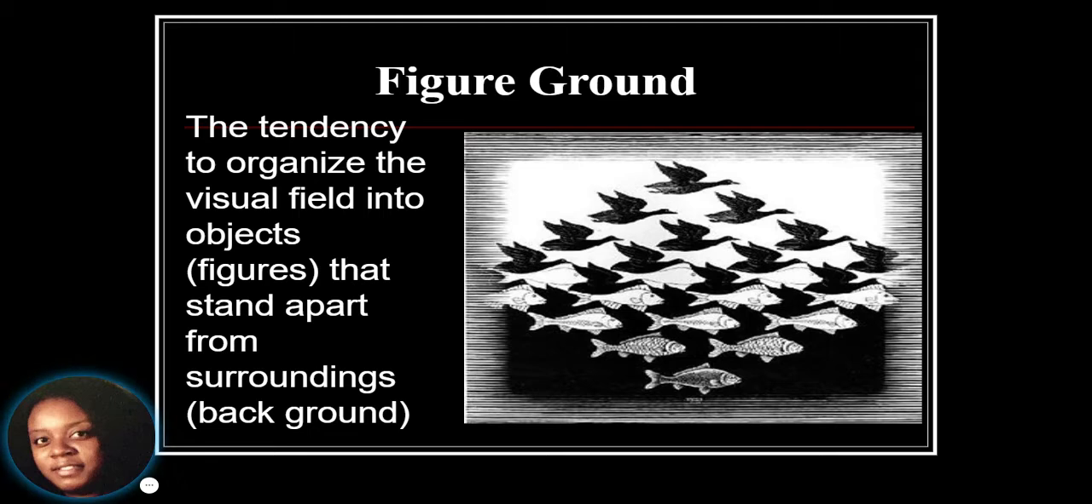Figure ground is our tendency to organize things in our visual field into objects or figures that stand apart from their backgrounds. So if you take a look at the picture, you should see fish, you should see birds. In the black part, you see birds. In the white part, you see birds. In the black part, you see fish. That's because your visual field is trying to make those things into objects.